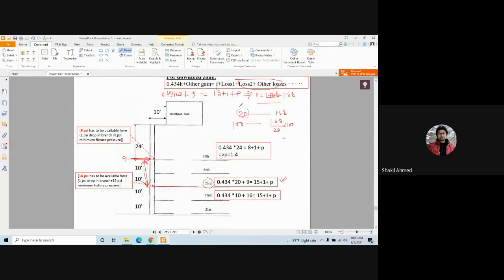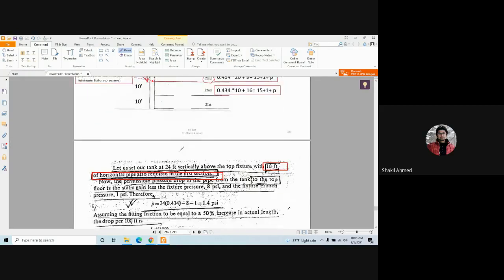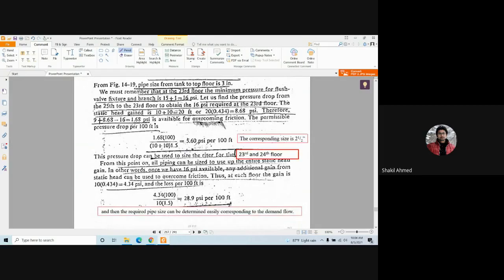Here 20, right? 20 feet length, but you have to increase it by 50%. So instead of 20, we will use 1.5 into 20. Now tell me the value. 5.6, am I right? Yes sir, 5.6. So this is 5.6 psi per 100 feet.